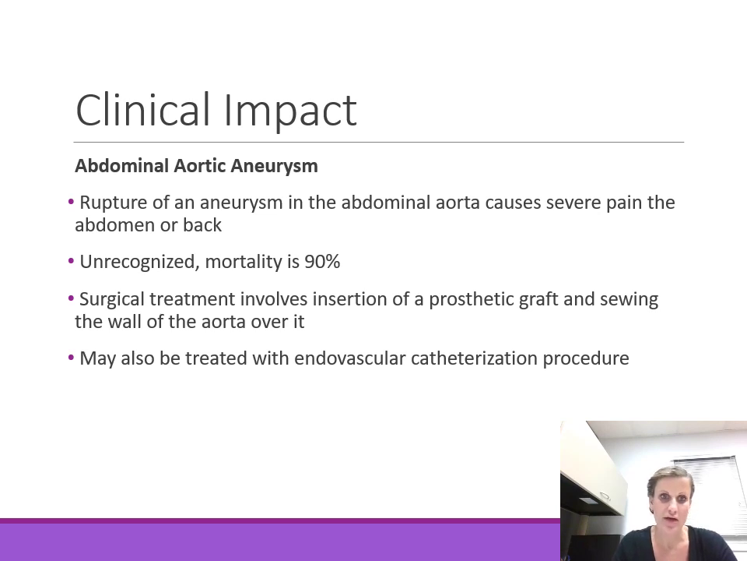Surgical treatment of an abdominal aortic aneurysm involves insertion of a prosthetic graft and then sewing the wall of the aorta over it in order to strengthen that area that was previously weakened by the aneurysm. An abdominal aortic aneurysm can now also be treated with endovascular catheterization, which I'll show you on the next slide.